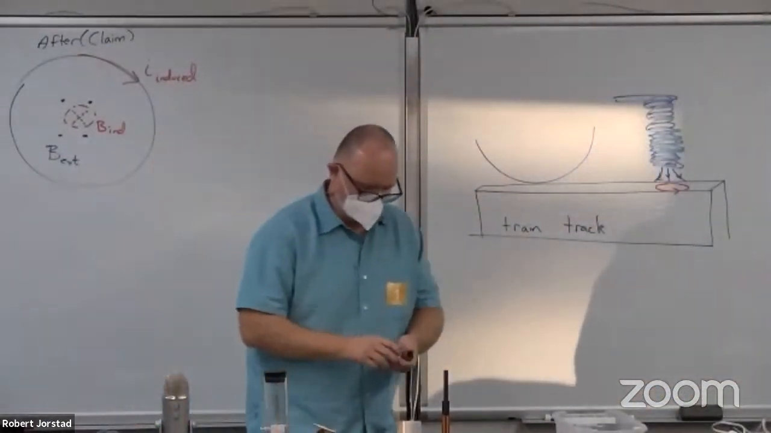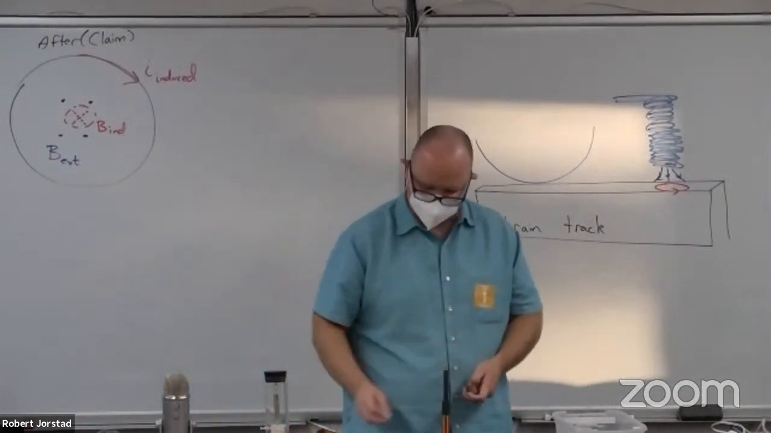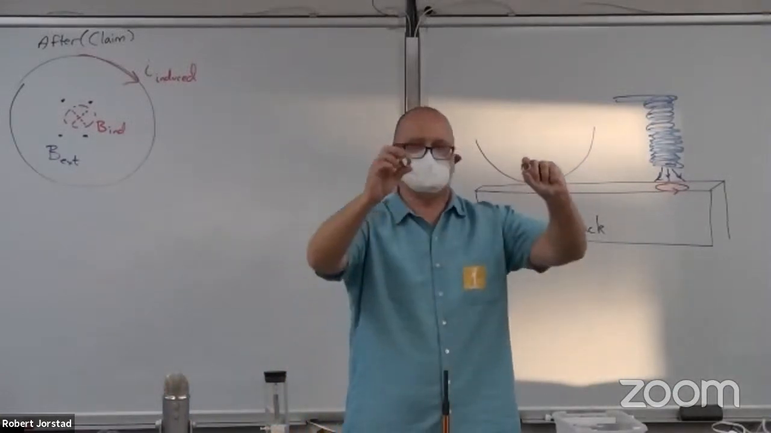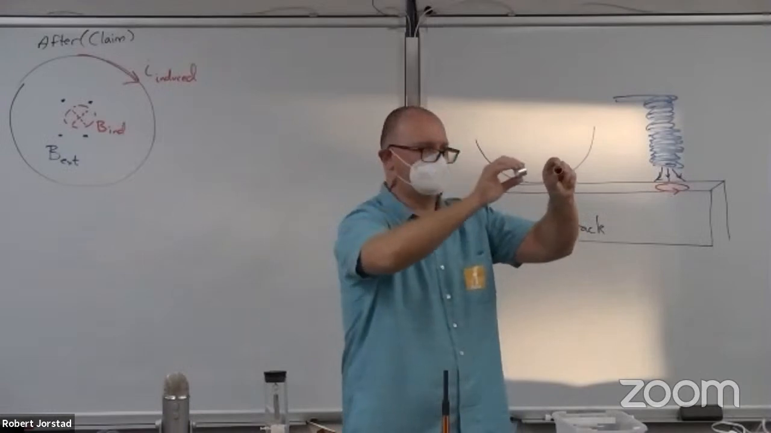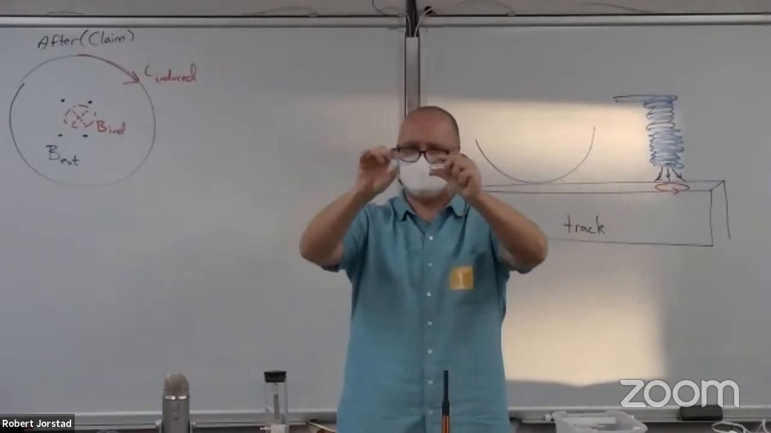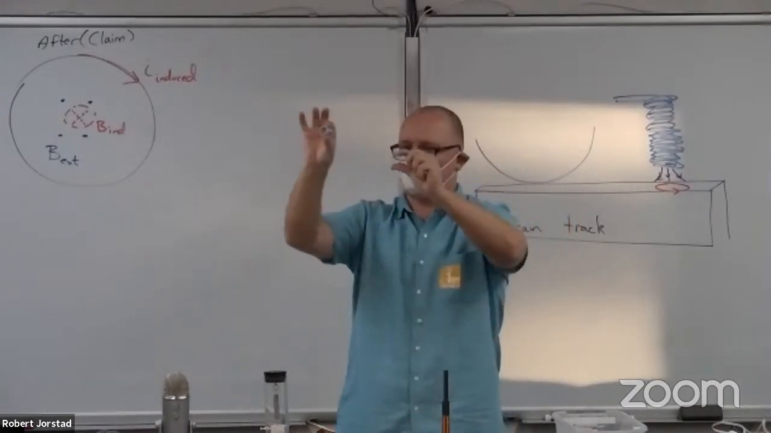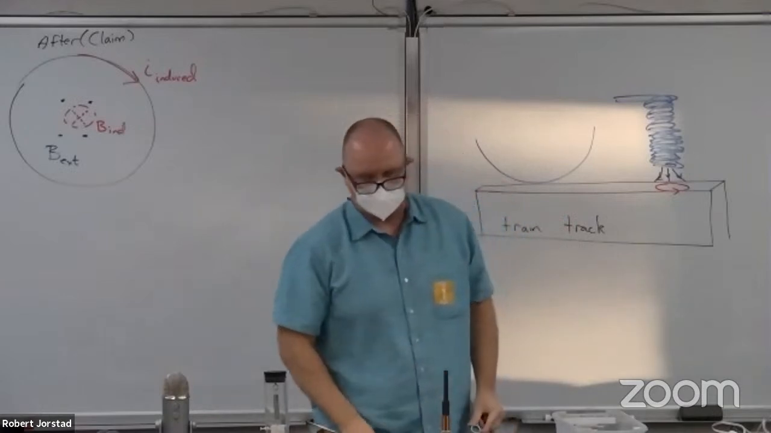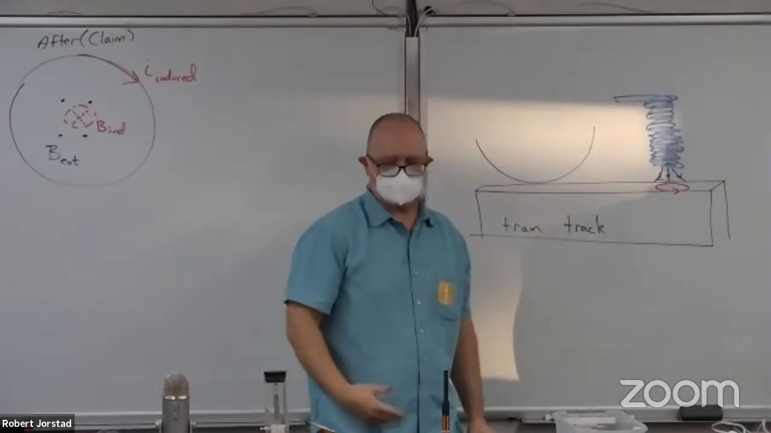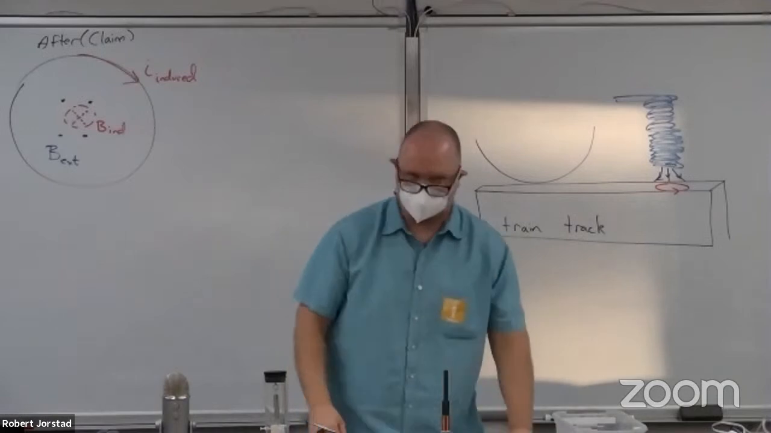Okay, now what I'm going to do is I'm going to use this ring here. So I want you to look at it. Same dimensions except for the height. What do you think would happen? Will it jump higher, less high, or the same? What do you think?